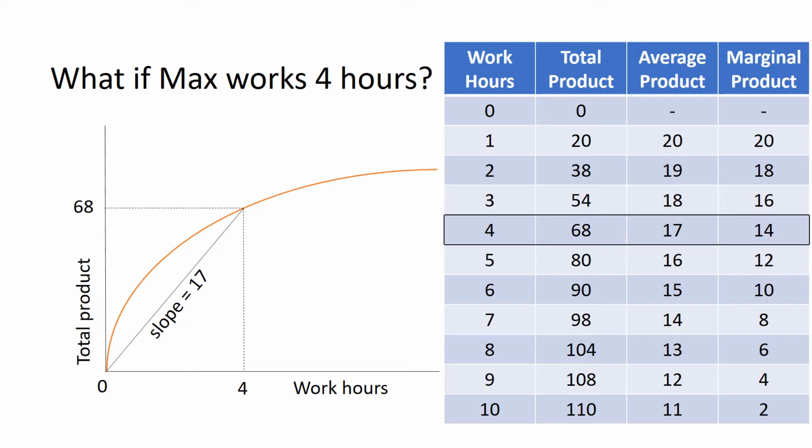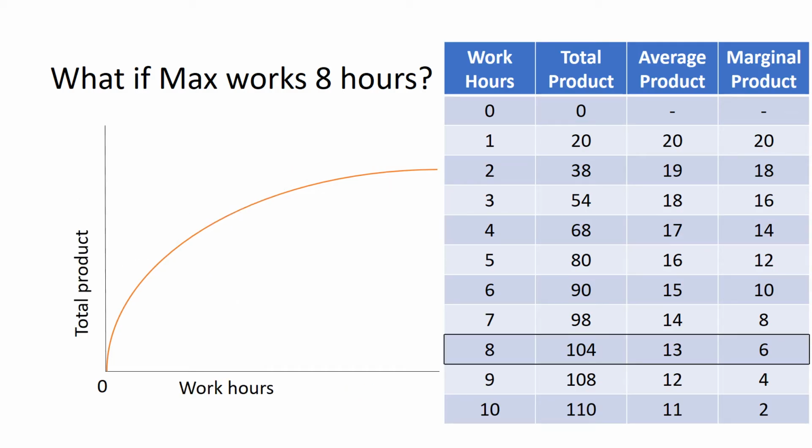Note that when we calculated the average product before, we just took the total product divided by work hours, which is 68 divided by 4, and we got 17. So the slope of a ray through the origin is the same as the average product. The marginal product is the slope of the production function at 4 work hours. We can see this by plotting the tangent line at 4 work hours, and the slope is approximately 14, which is the marginal product.